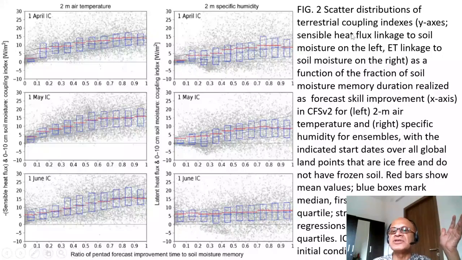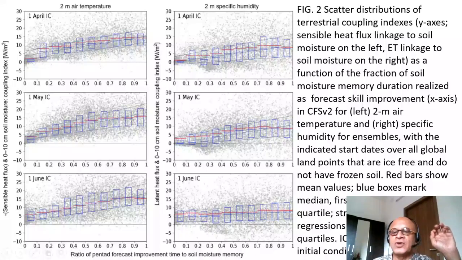Okay, scatter distributions of terrestrial coupling indices of sensible heat flux to linkage to soil moisture on the left, and evapotranspiration, which is latent heat flux, linkage to soil moisture here, as a function of the fraction of soil moisture memory duration realized as forecast skill.